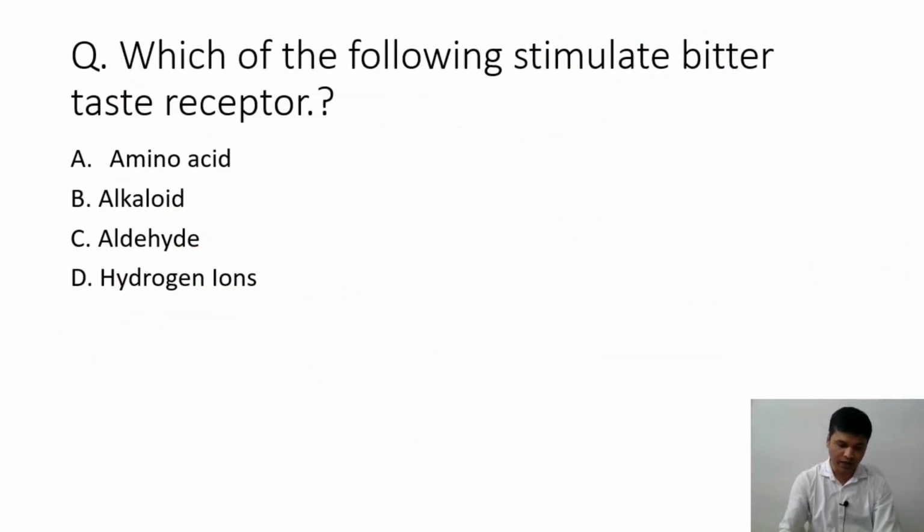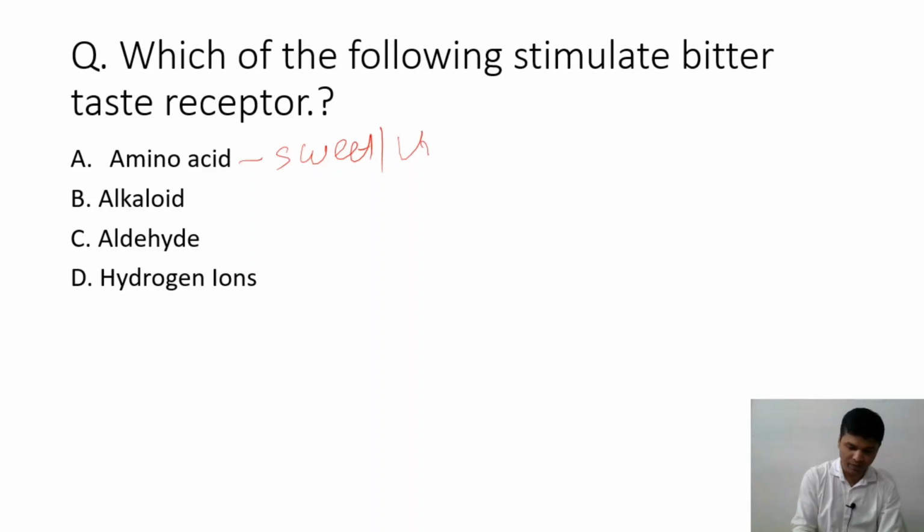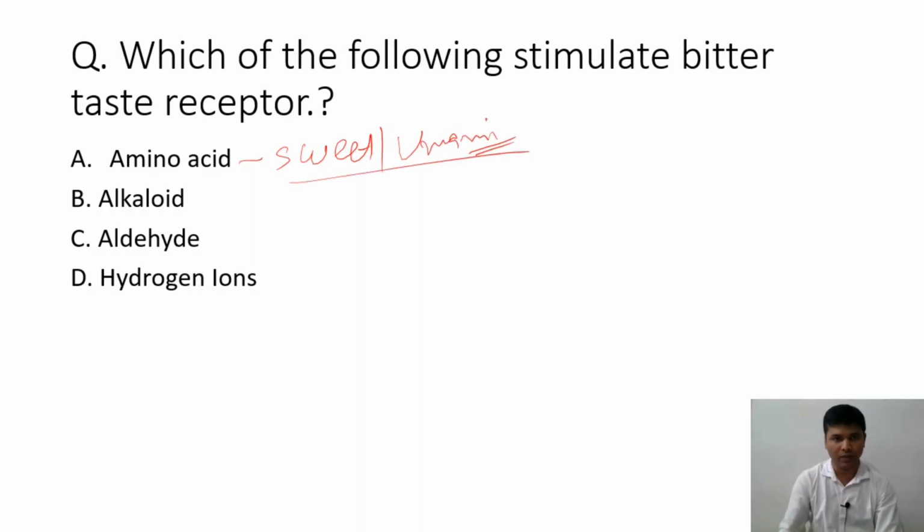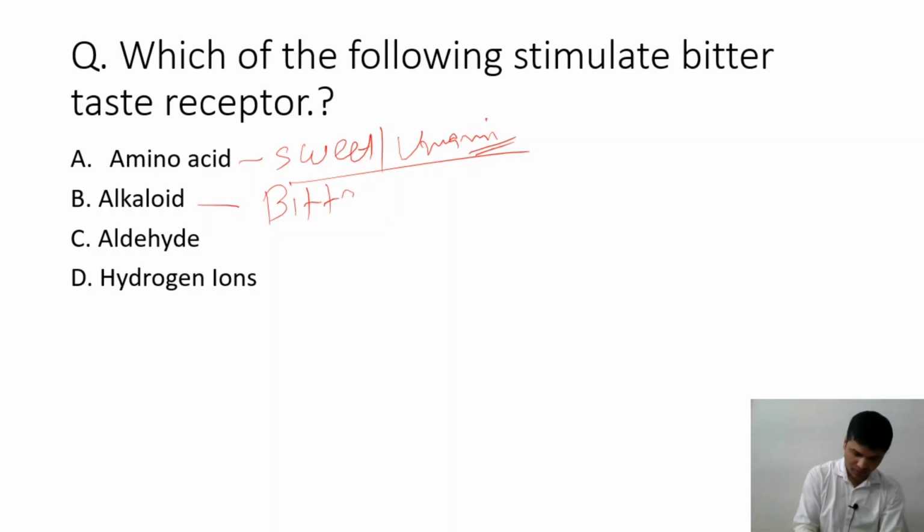So now let's move to the next. Which of the following stimulates the bitter taste receptor? Amino acids actually give sweet and umami taste. Alkaloids actually give you bitter taste. So the answer will be alkaloid.